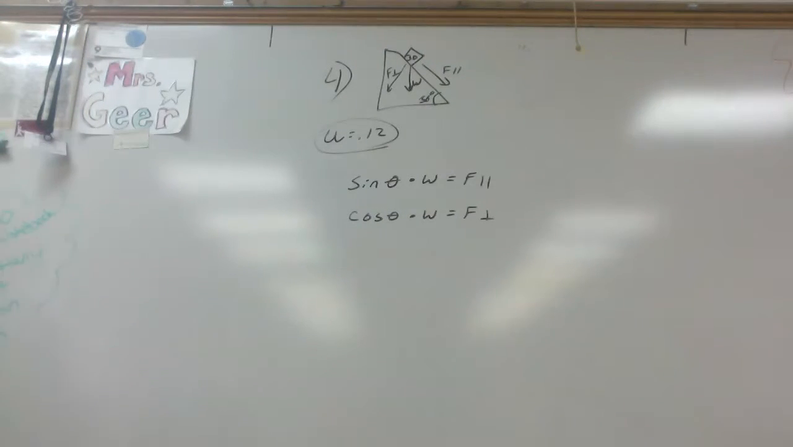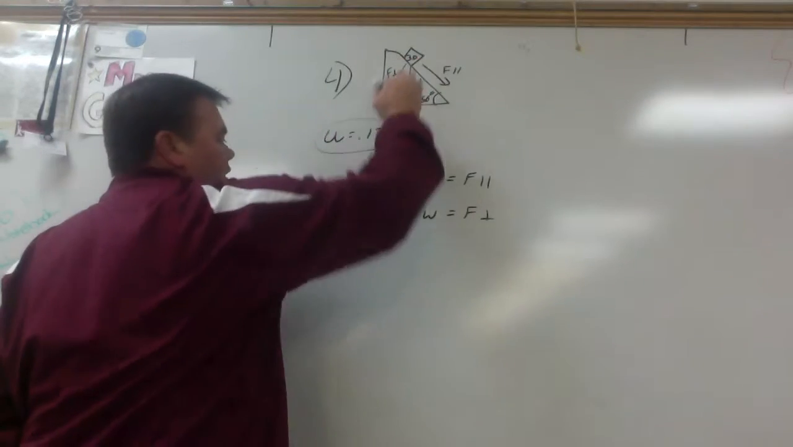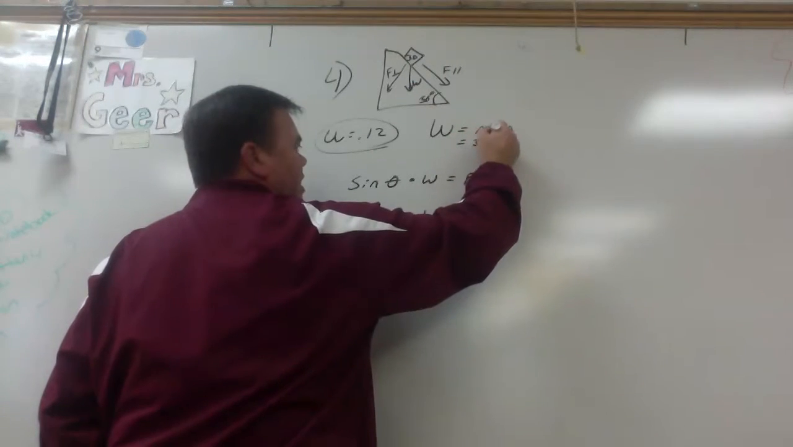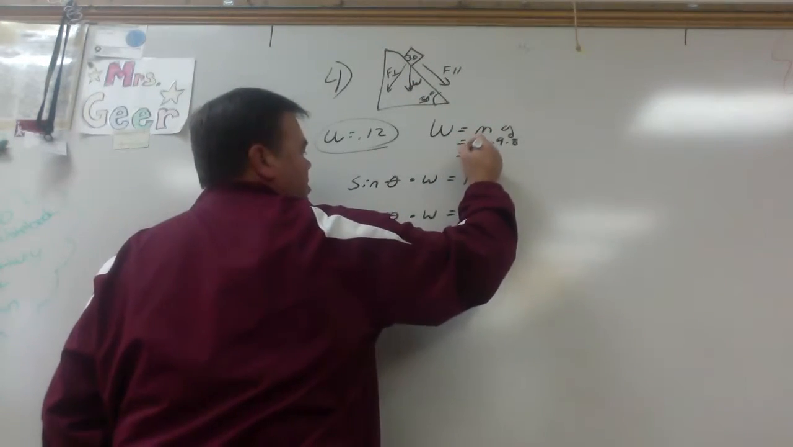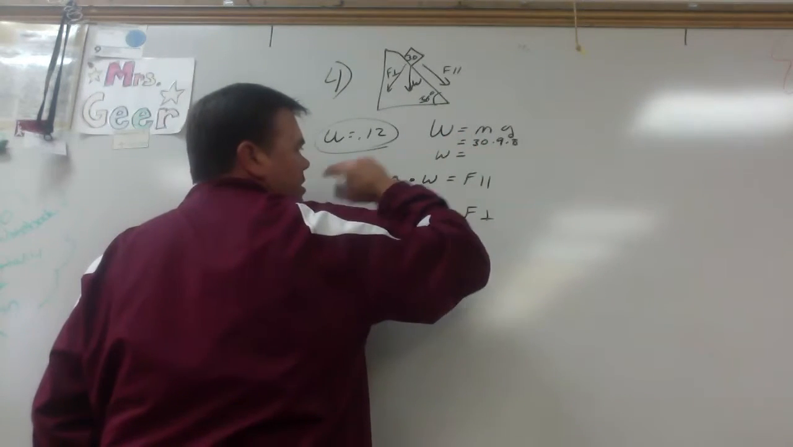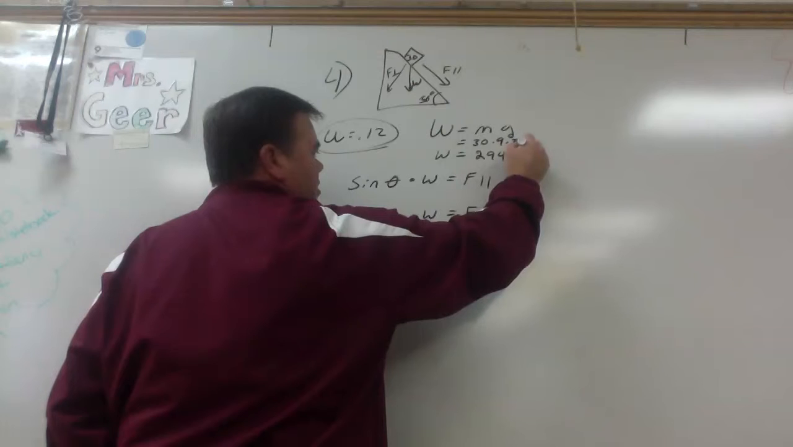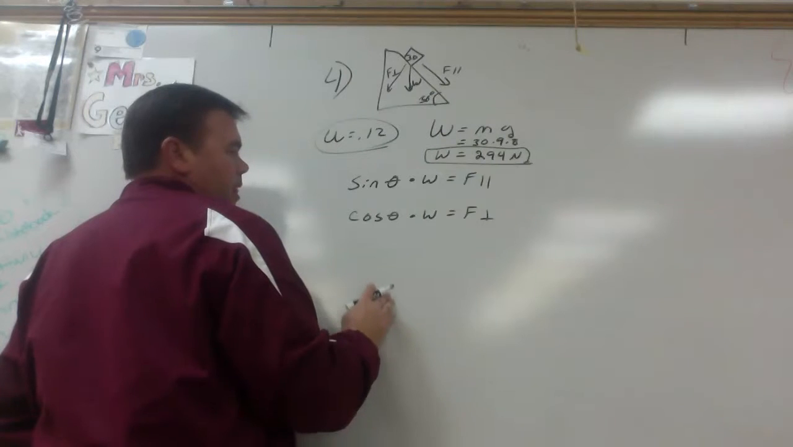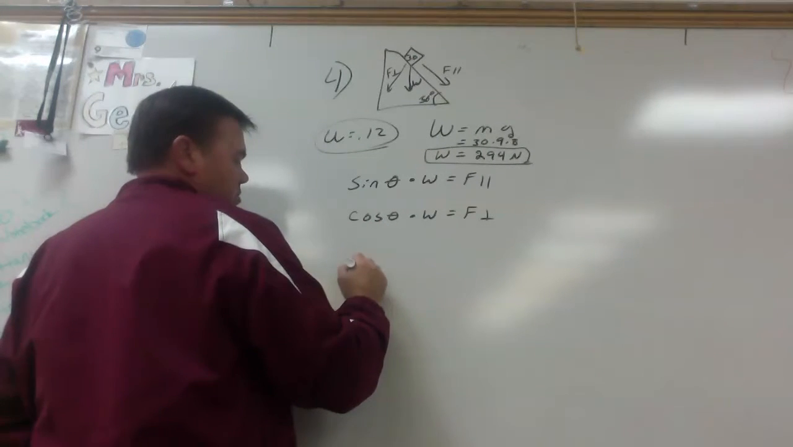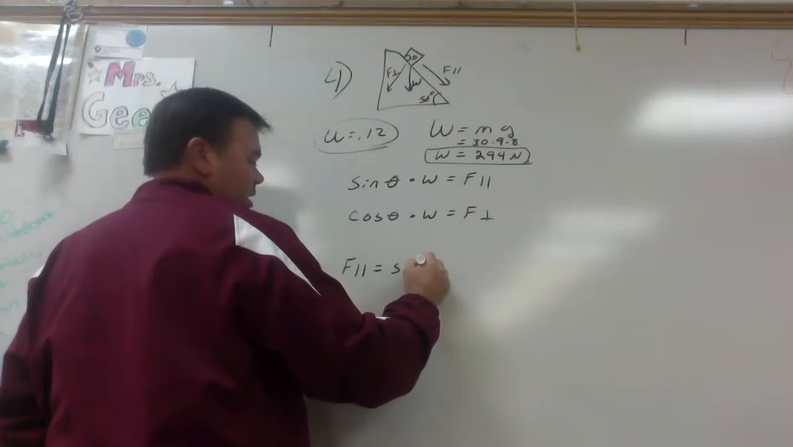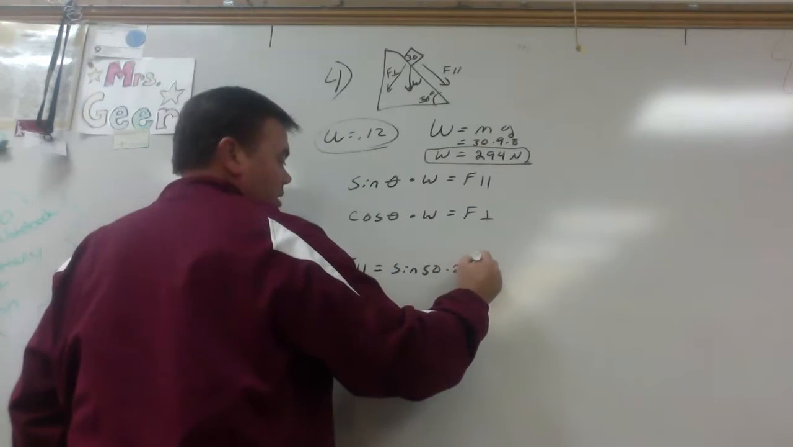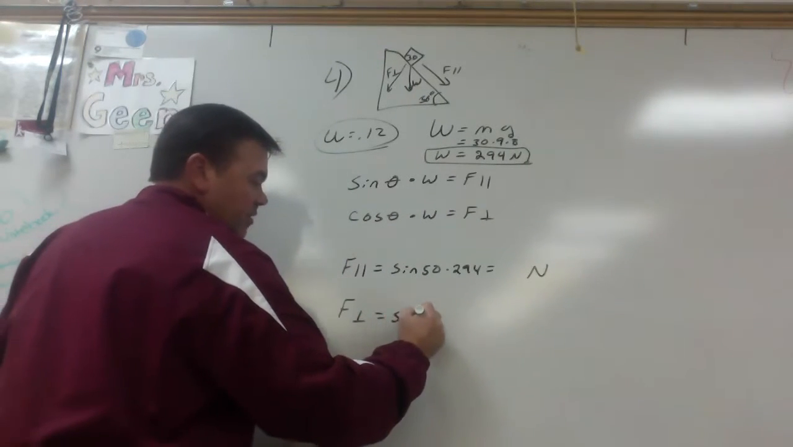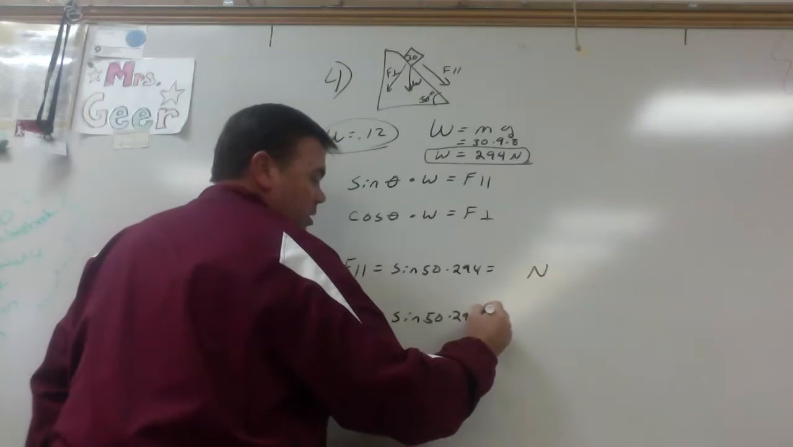We also know that this thing weighs 30 kilograms. So if we calculate W, mass times gravity, 30 times 9.8, is that 294 newtons? Okay. So let's do force parallel equals sine of 50 times 294, and force perpendicular equals cosine of 50 times 294.